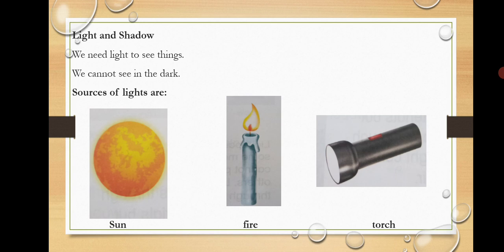The sources of light are, first, the sun. The sun gives us light and changes a dark night into a bright day. Some other sources of light are fire, electric bulbs and torches. Light also comes from these objects like electric bulbs, fires and torches.